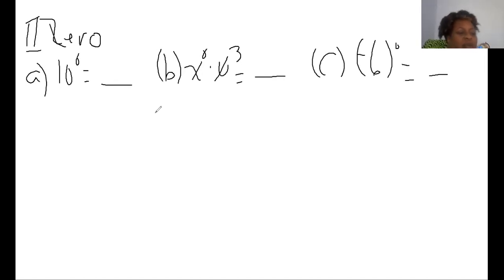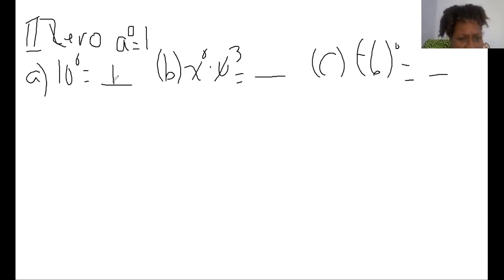All right, so once again, as it highlighted, it stated that a to the 0 is equal to 1. So anything to the 0 power is equal to 1. So given 10 to the 0 power, again, whatever the base is, if it's raised to the 0 power, that answer is 1. So 10 to the 0 power is 1.